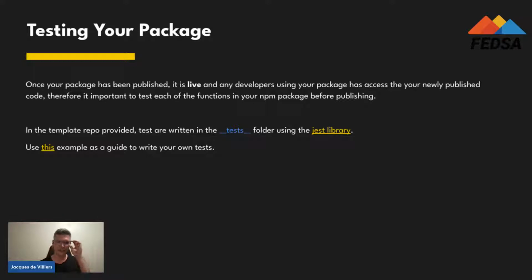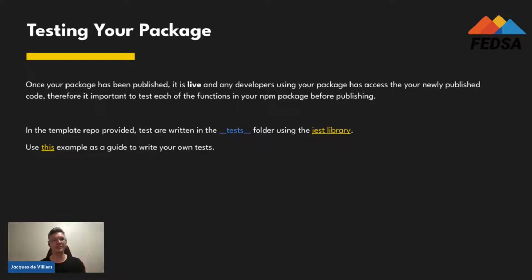And we can test the packages locally on our local machine before we deploy them. And the way that we do that is inside the repository template, there's a _tests_ folder under the source folder. And this folder contains all of our tests.